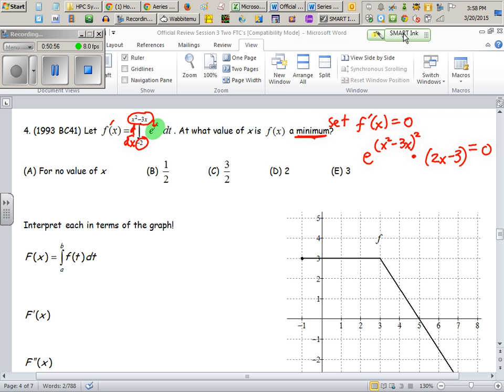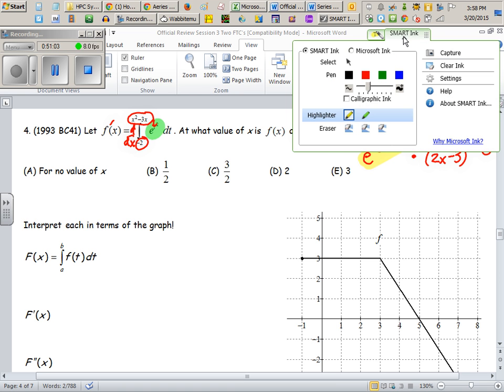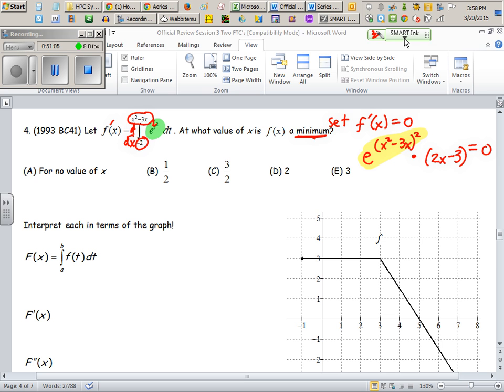Now e to the garbage squared, that cannot be 0. That's impossible. But 2x minus 3 could be 0. So what is my only critical point for this problem? What's the only critical point? You have to look here. What's your only critical point? 3 halves, right? Before you circle answer choice C, are you sure it's a minimum?